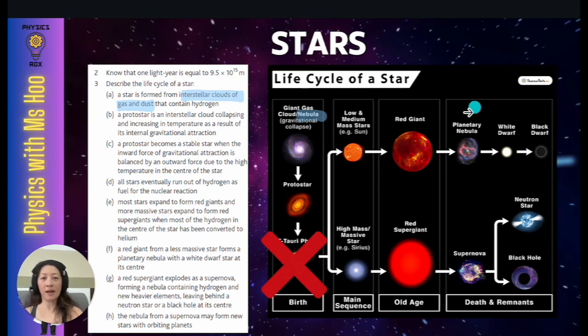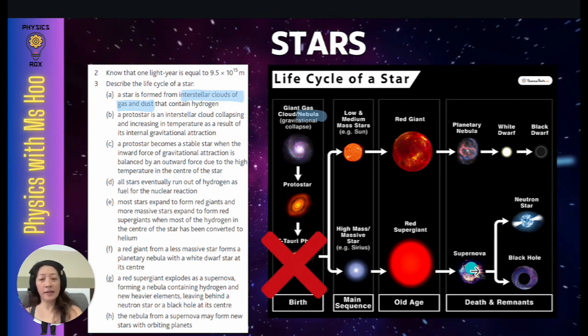So if we look at what happens to the low and medium mass stars, they will form a planetary nebula with a white dwarf at the center before forming a black dwarf. The red supergiant, on the other hand, will explode as a supernova, forming a nebula containing hydrogen and new heavy elements.